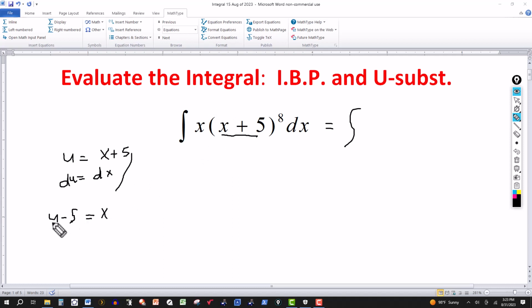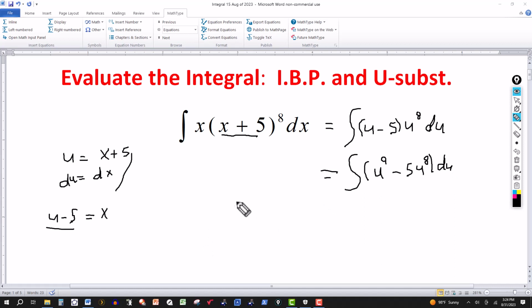So again, x is u minus 5. Make that substitution. And x plus 5, that's your u. So then I got u to the 8th power. And of course, dx is du. And then I just multiply through by u to the 8th here. So u to the 8th times u gives me a u to the 9th, and minus 5 times u to the 8th.